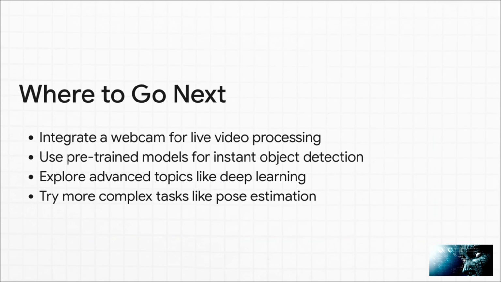So where do you take this new skill? Well, the cool thing is, everything builds right on top of what we just did. You could hook this up to a webcam and start analyzing live video. Or you could grab a pre-trained AI model and start detecting all kinds of objects, like instantly. Or hey, if you're feeling ambitious, you can dive into the deep end with stuff like deep learning, or even pose estimation. The road ahead is wide open for you.